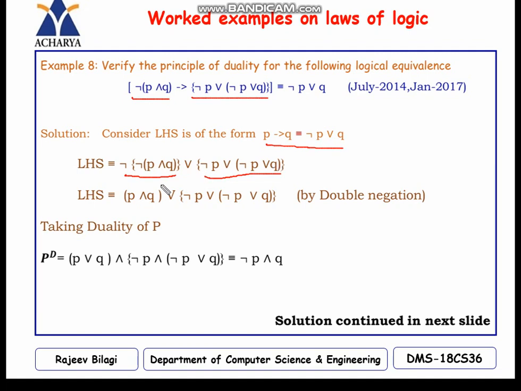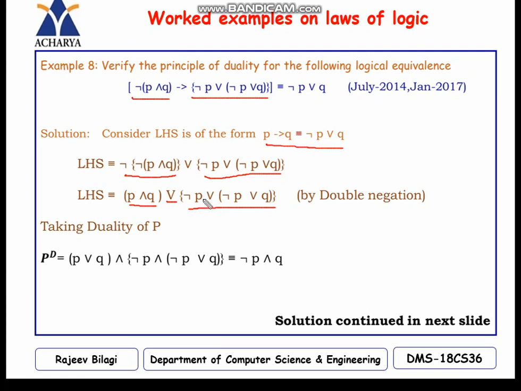Okay. So now LHS equal to, I will apply double negation here. So negation of negation is the same thing, that is P or Q I am getting here. This is the OR operator and this I will retain as it is. That is negation of P or negation of P or Q.